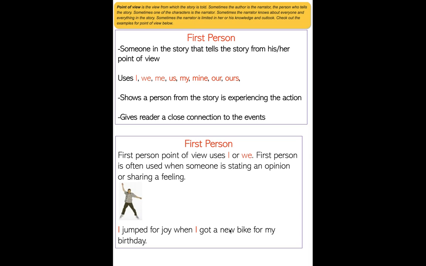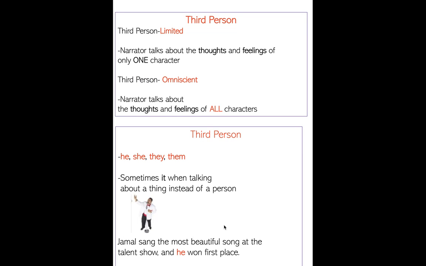All right. So first person point of view, here's an example. It says, I jumped for joy when I got a new bike for my birthday. So I'm the narrator. This is happening to me because I see the words I, and that means it's first person. Third person limited. And then there's third person omniscient. Omniscient. That's a hard word to say, guys. Sorry.